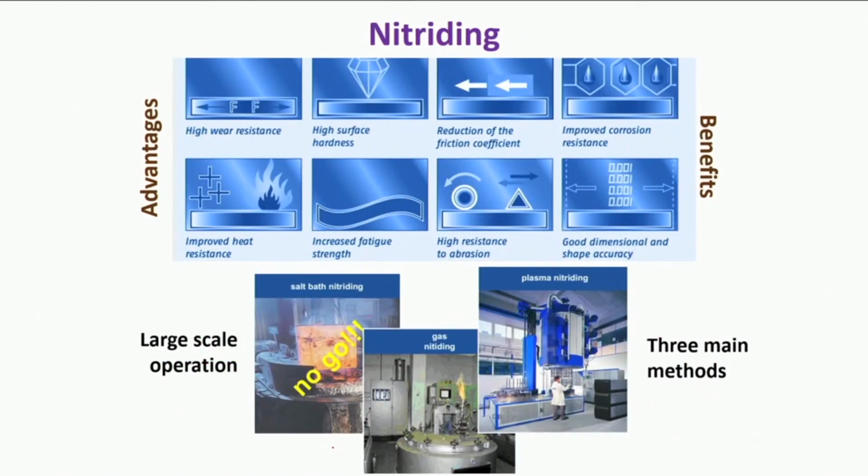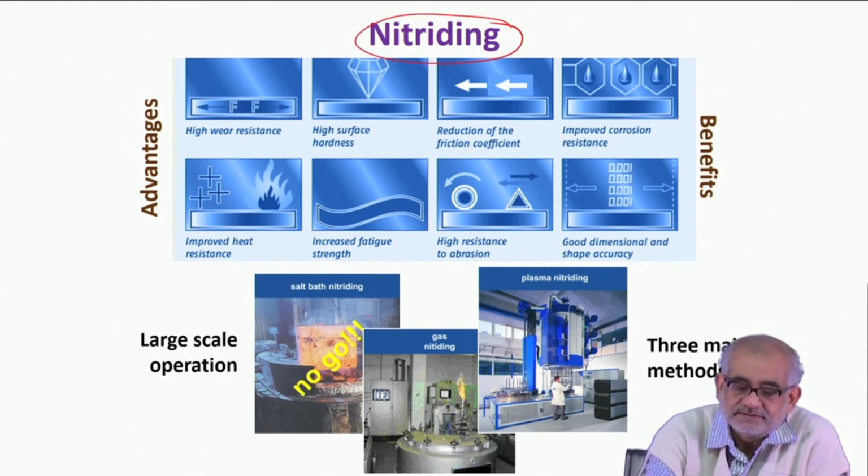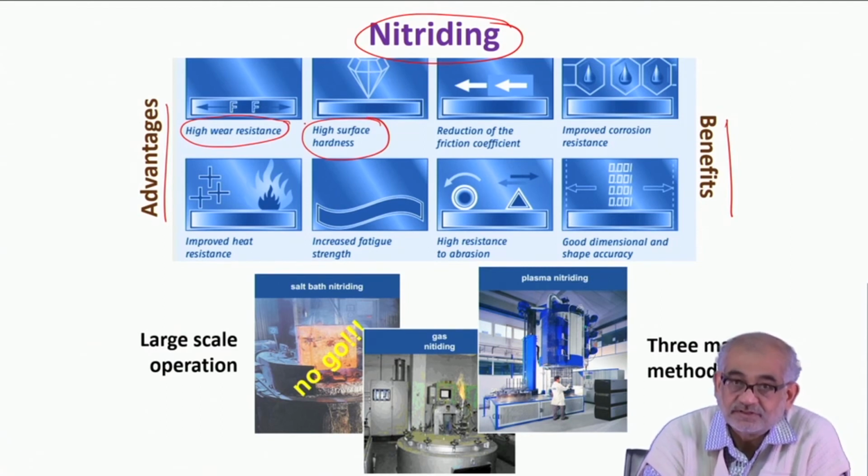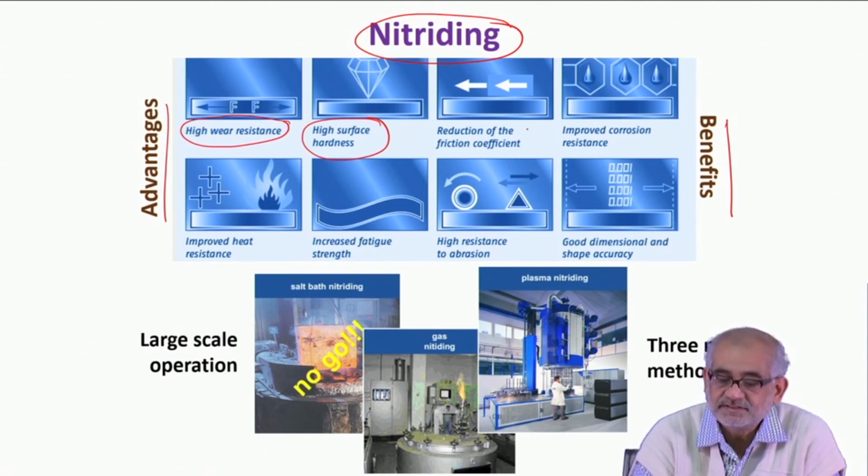There are plenty of advantages. So when we talk of nitriding, we are talking about a large number of advantages and benefits. For example, we of course derive high wear resistance, very high surface hardness, harder than what you can achieve through martensitic hardening. The coefficient of friction is reduced to a very significant extent, so that the surface is very smooth and doesn't offer much wear.